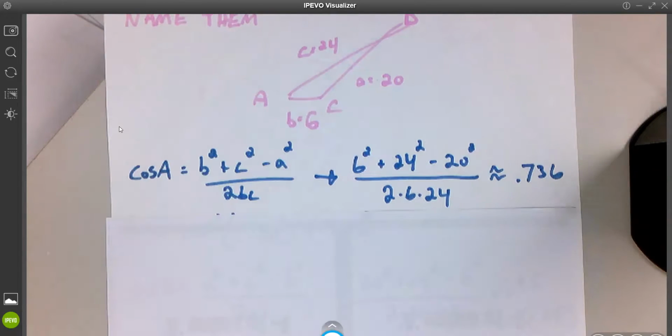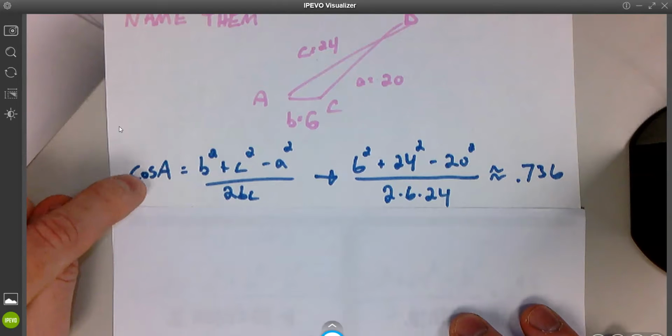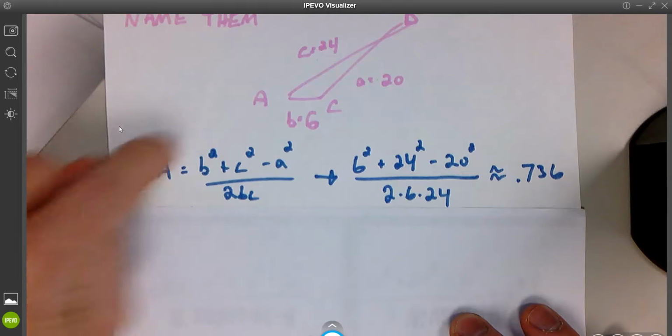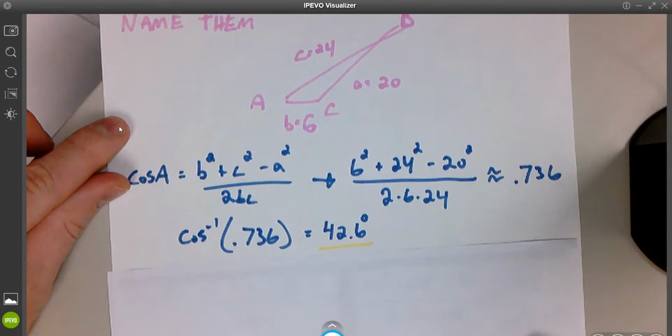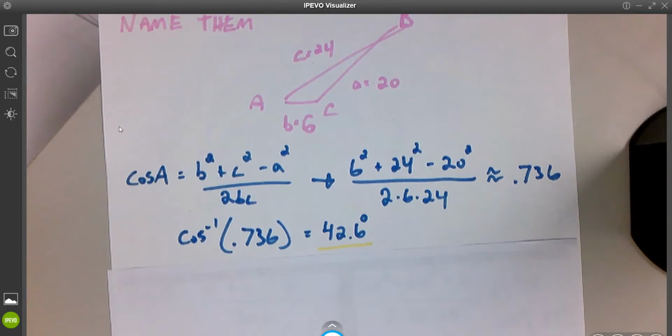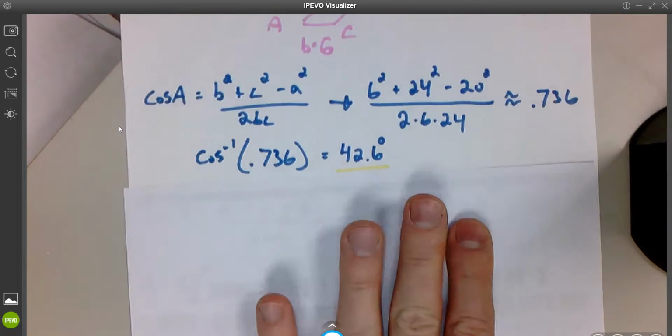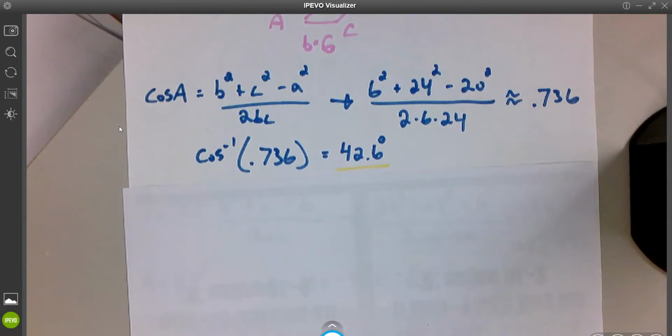So just be careful when you plug it in your calculator. Is that the angle, 0.736? No, it is not, because we haven't taken the inverse cosine. To get A by itself, I have to remove this cosine, and the opposite of taking a cosine is taking an inverse cosine. Make sure you're in degree mode. When we're dealing with triangles and side lengths, we're usually in degrees, not radians, so be in degree mode, and we get 42.6 degrees.